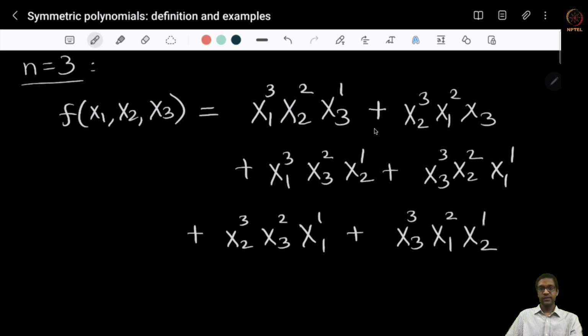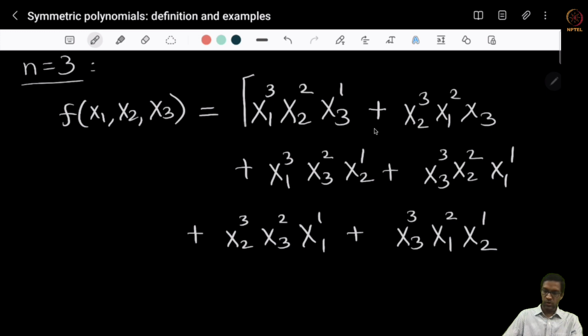I've written out 6 terms, and now you can check that this resulting polynomial, a sum of 6 monomials, is actually a symmetric polynomial. Why? Because any permutation of the variables I take, I'll get back the same polynomial. I'll get the same 6 terms, maybe in some other order. But it's not just that.